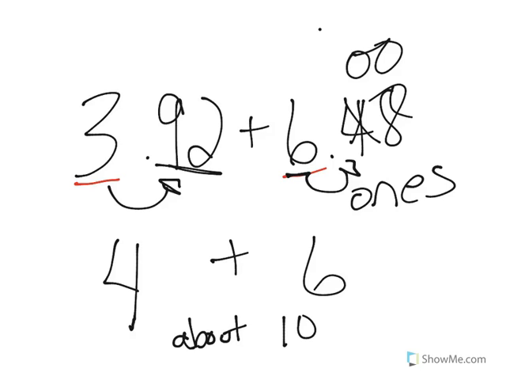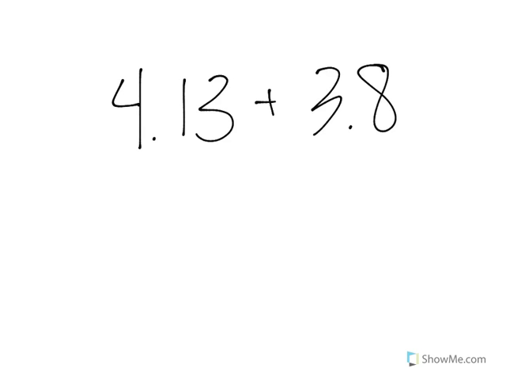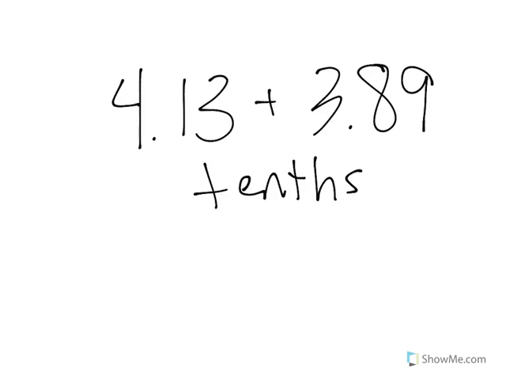So let's try another one. 4.13 plus 3.89 to the tenth. Pause and solve. Okay, so tenths. Those are the tenths. We're going to look to the right. So that 3 tells us to round down, so we're going to keep it at 4.1, and this would be a 0, but since it's at the end, we don't have to add it.